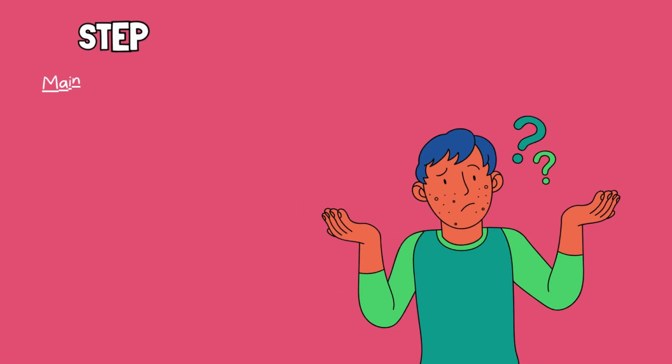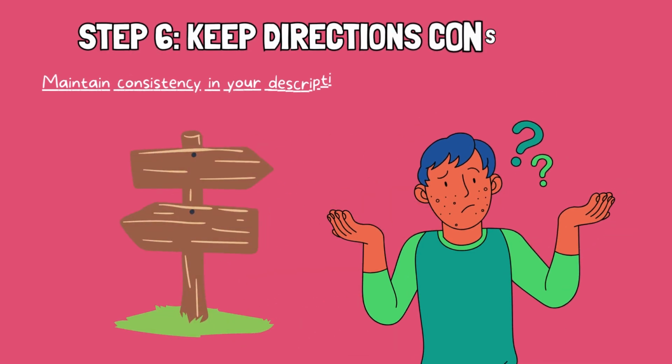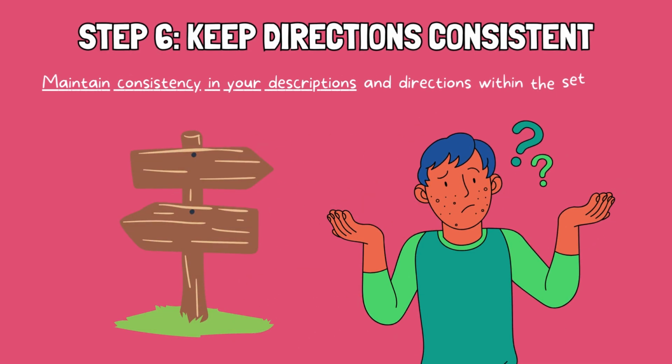Step 6. Keep directions consistent. Maintain consistency in your descriptions and directions within the setting. Avoid conflicting details that may confuse the reader and disrupt the flow of the narrative.